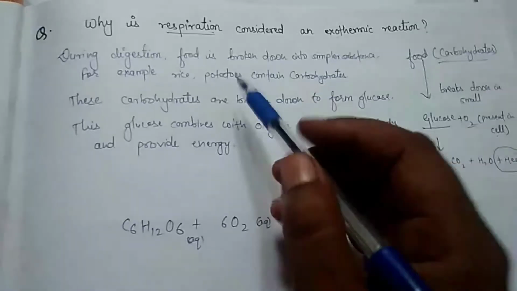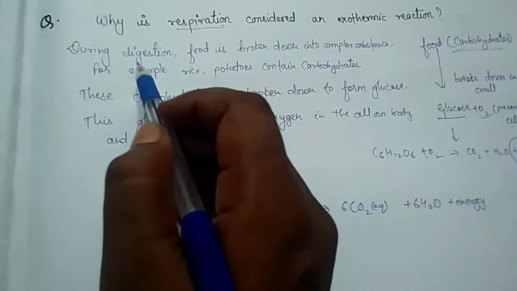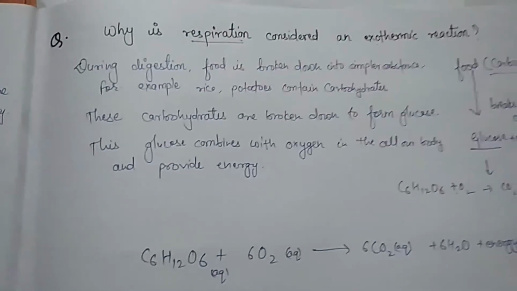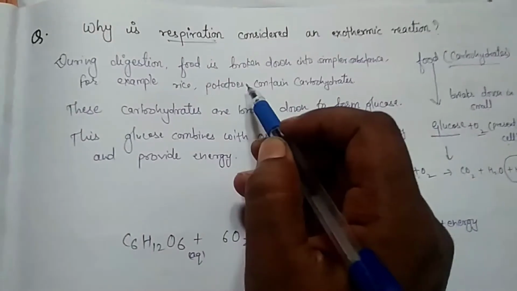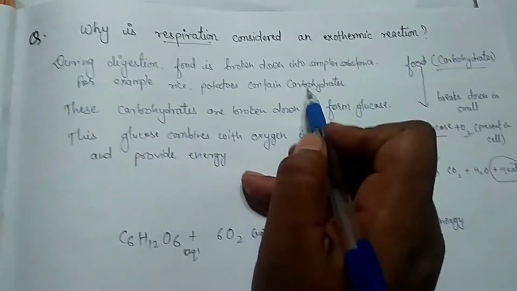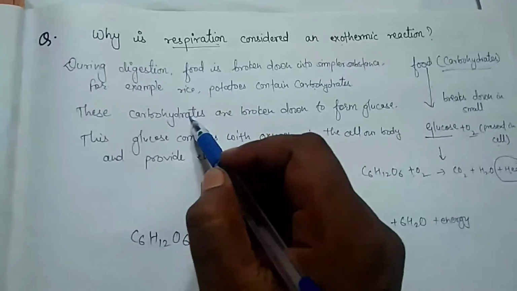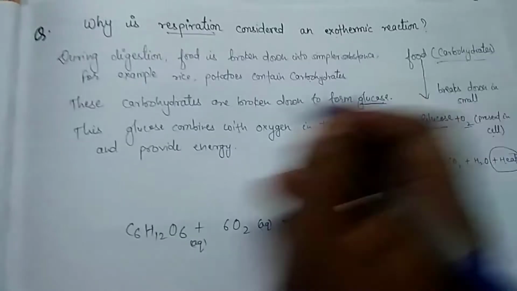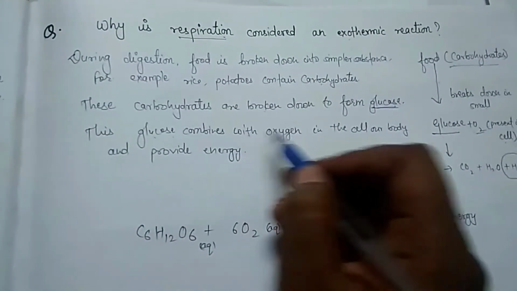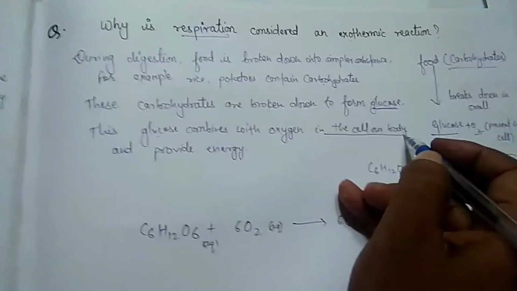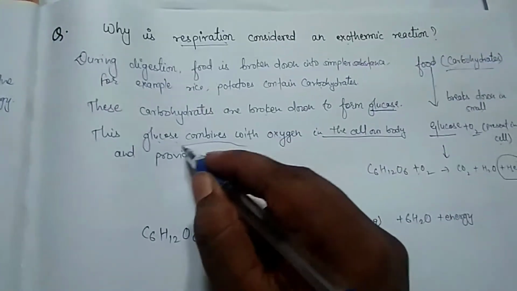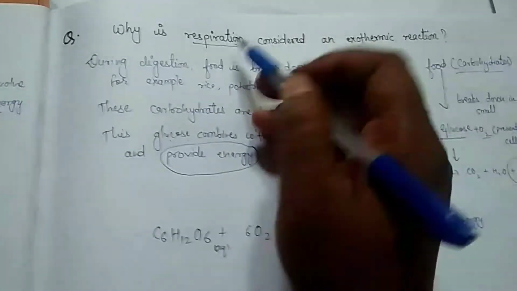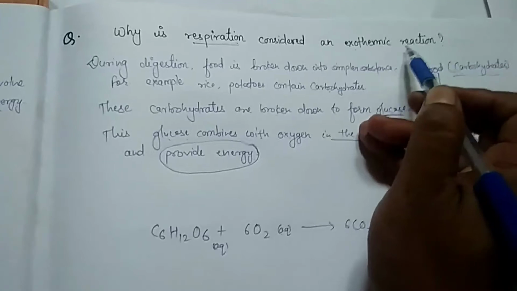So how can we write the answer? See, during digestion, food is broken down into simpler substances. For example, rice, potato, bread, etc. contain carbohydrates. These carbohydrates are broken down to form glucose. Children, underline this point. This glucose combines with oxygen in the cells of our body and provides energy. So there is a production of energy in the body, that is why respiration is considered an exothermic reaction.